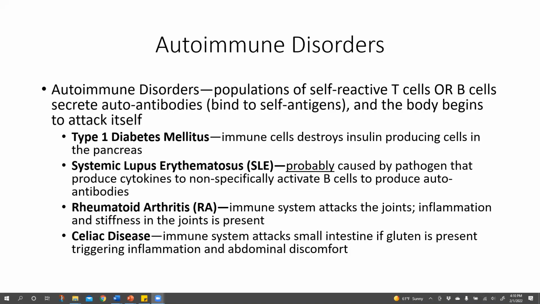And then last but not least, we have celiac disease. This one occurs when your immune system attacks your small intestine, but it only does it if gluten is present. So gluten is our trigger here. Okay. The gluten triggers the inflammation. You also get abdominal discomfort. Just think of all the nasty negative side effects of an upset stomach. But this one is directly associated with the presence of gluten in your diet. So for people that suffer from celiac disease, gluten in their diet is basically a big no-no, okay? Because nobody wants abdominal discomfort.